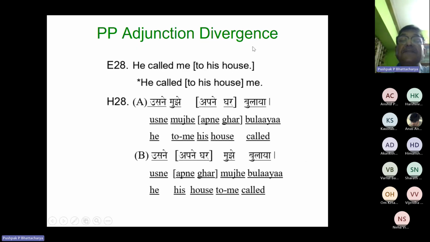PP adjunction divergence, where the adjunction is through a preposition phrase. He called me to his house. So to his house is the adjunct here. He called me is the core sentence. How does Hindi deal with this? उसने मुझे अपने घर बुलाया. So अपने घर, to his house, has come and sat in front of the main verb बुलाया. See how it has moved from the end position to a position inside the sentence. उसने अपने घर मुझे बुलाया. This is another construction.